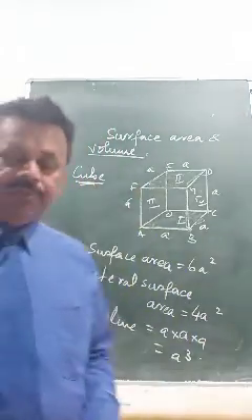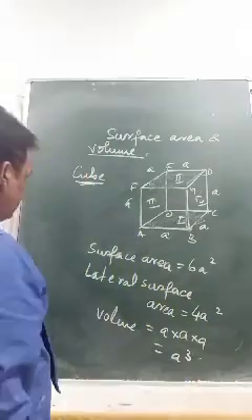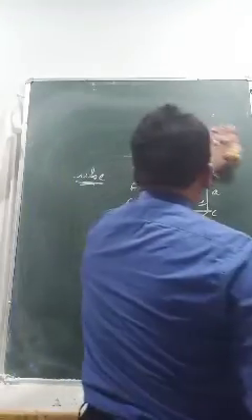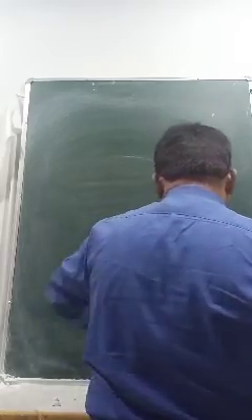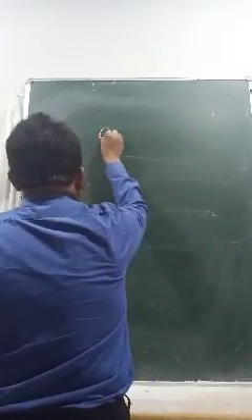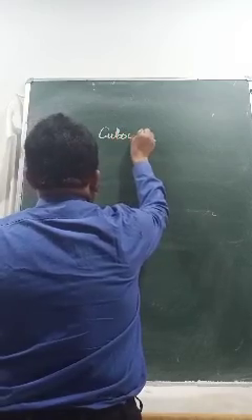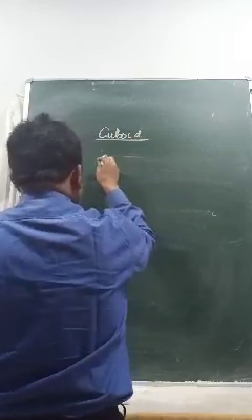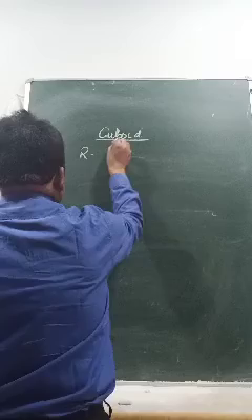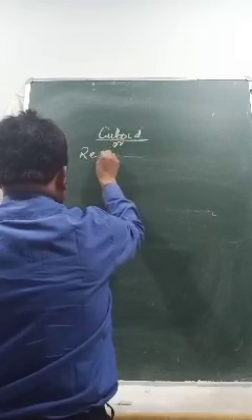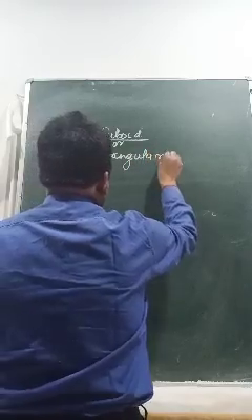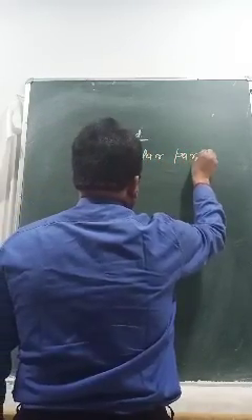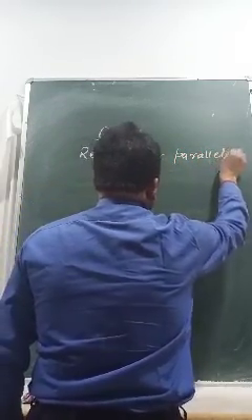Let's see cuboid. Cuboid is a rectangular box. The other name is rectangular parallelepiped.